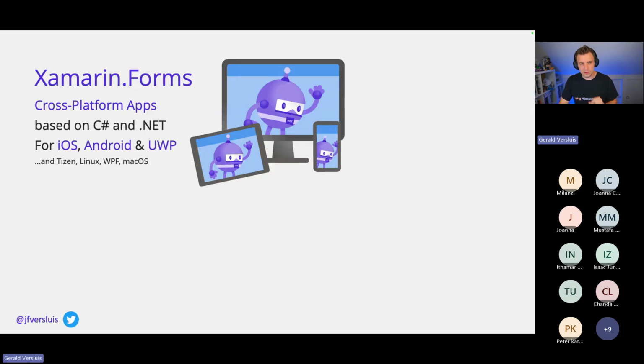And then in the fine print, it says Tizen, Linux, WPF, and macOS. So we had support for all these platforms. Most of them were donated by the community, so they were in our repository. You could use it, but honestly, it wasn't all up to par with iOS, Android, and UWP, right? So that always kind of sucked. We could say we supported those platforms, but we really didn't.